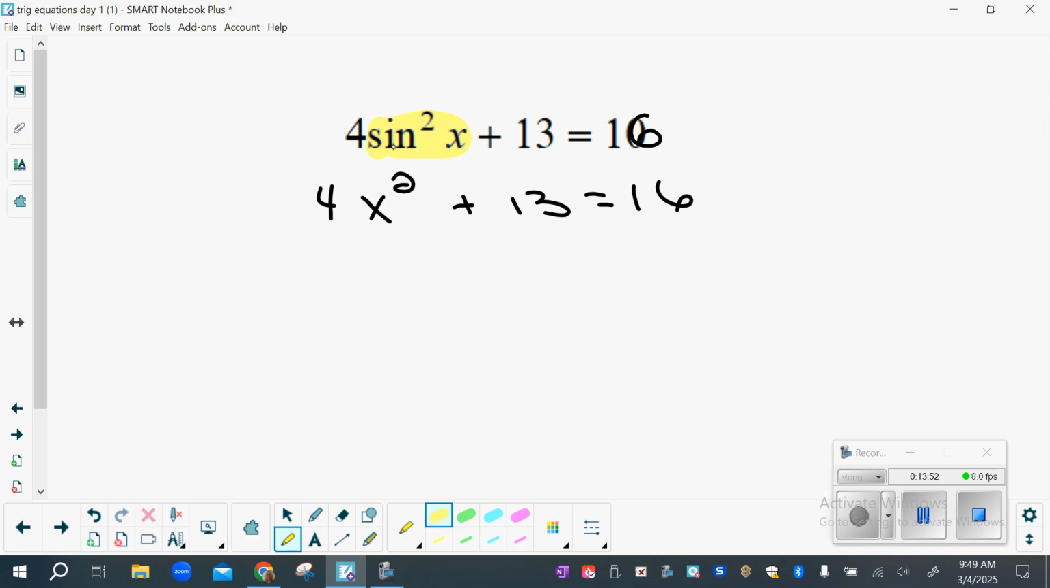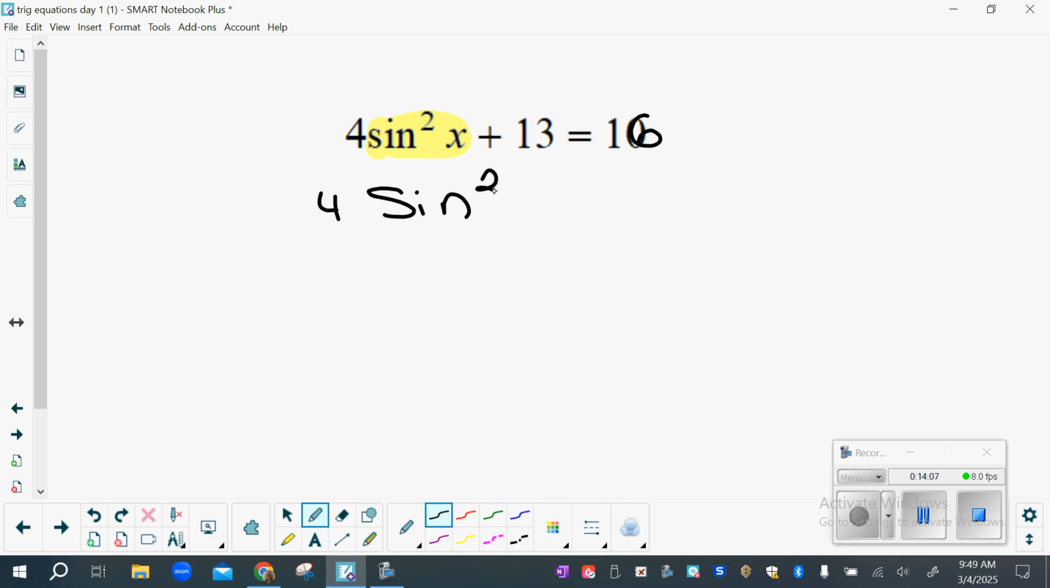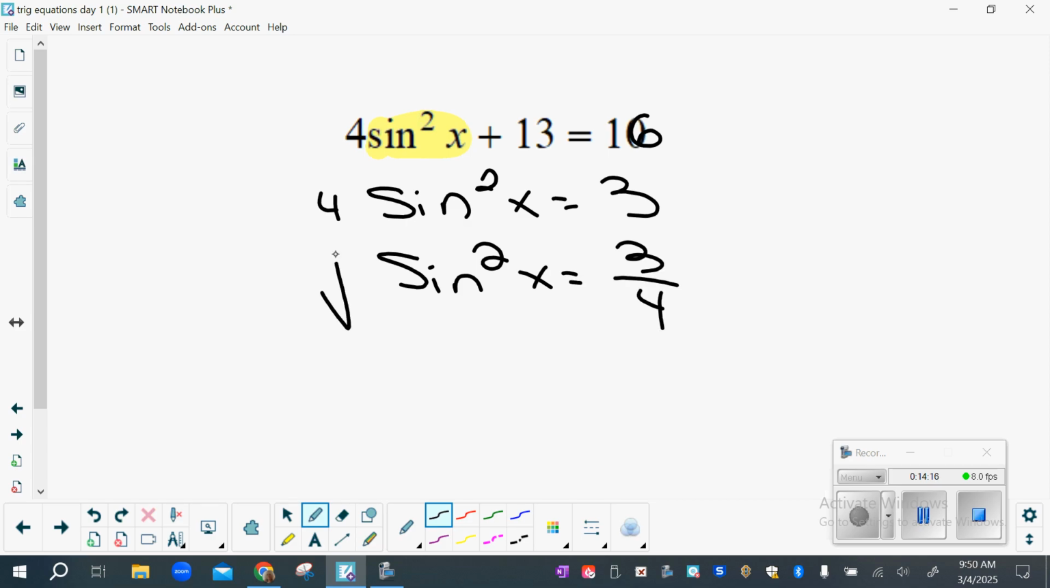How come there are 4? Let's see why. Here we go. I love this problem. I'm going to get the 1 on the other side. Here we go. We're going to say 4 sine squared x equals 3. Sine squared x equals 3 over 4. Square root, square root, square root. Sine equals root 3 over 2.